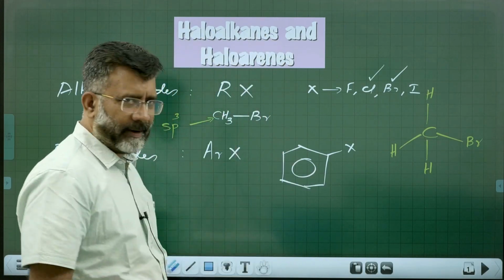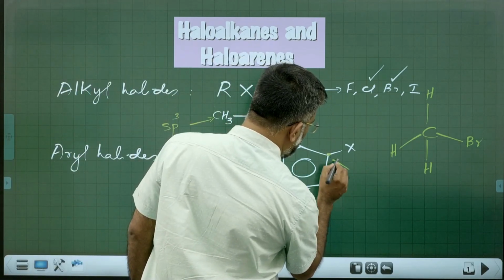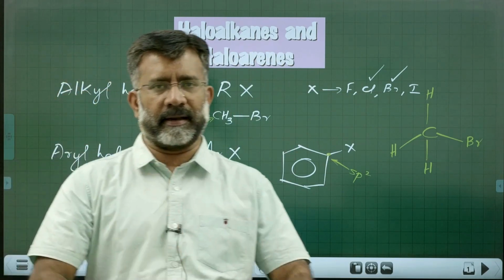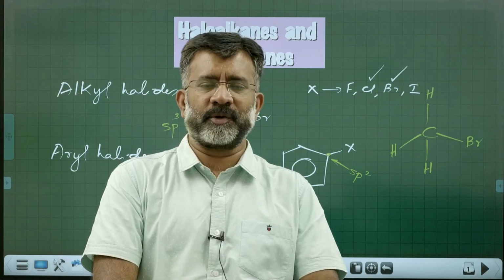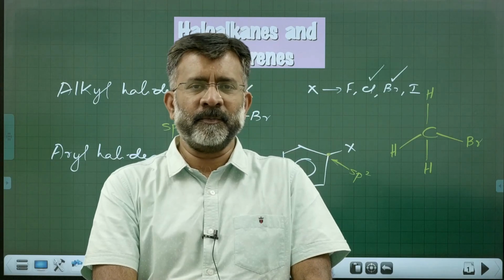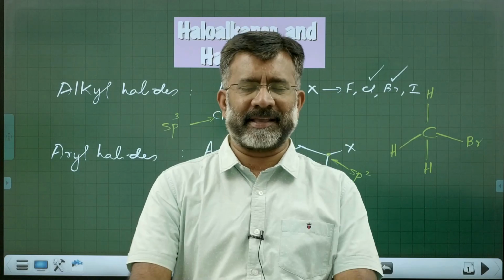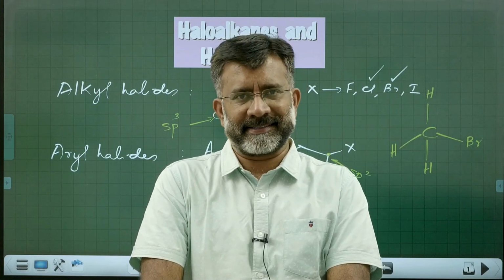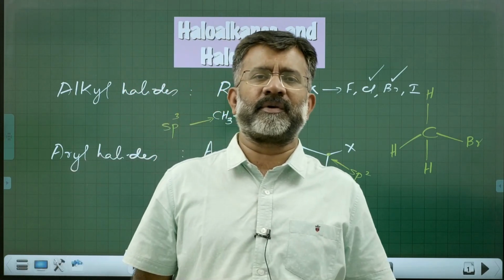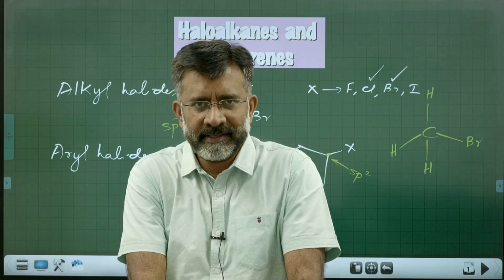Coming to aryl halides, there is a significant difference. This carbon is sp2 hybridized in nature. So in alkyl halides, halogen is connected to sp3 carbon, while in aryl halides, halogen is connected to sp2 carbon. That makes a lot of differences in their properties, chemical reactions, and characteristics. These are the two classes of compounds that we are going to discuss in detail in the chapter.